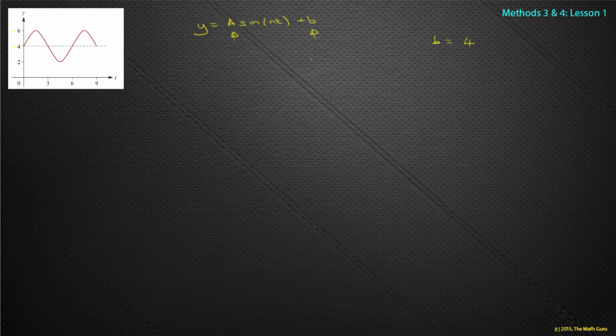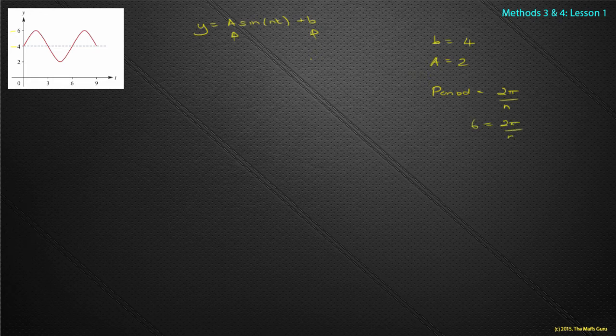What can I look at now? Well, if we look at the value of the amplitude, we know that it's going between 4 and 6, or we know the whole value has a range between 6 and 2, and so if we take those away as 4 and halve them, I get my amplitude as 2.